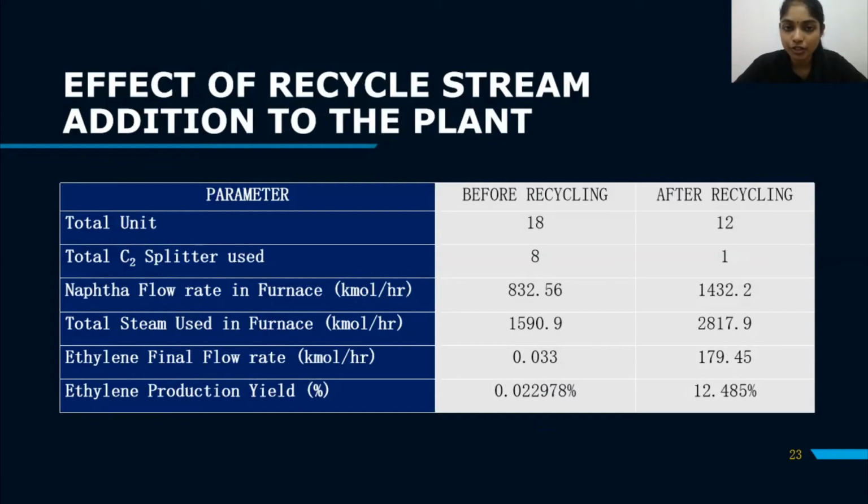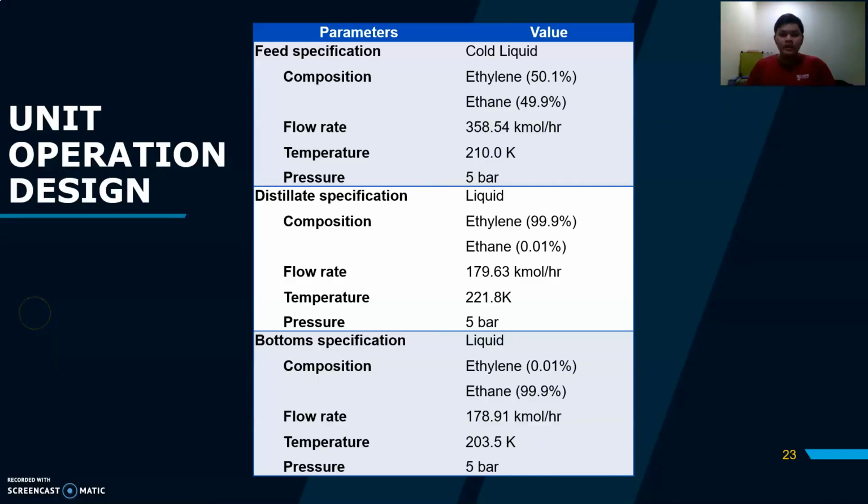The biggest achievement of this recycle stream is the ethylene production yield, where the before-recycling yield was 0.02%, and after recycling we got a total of 12.485% yield.